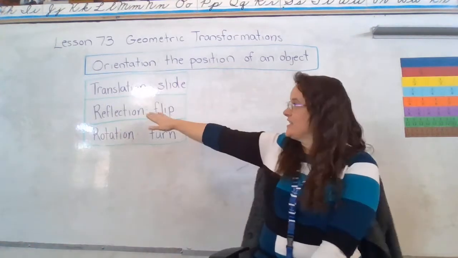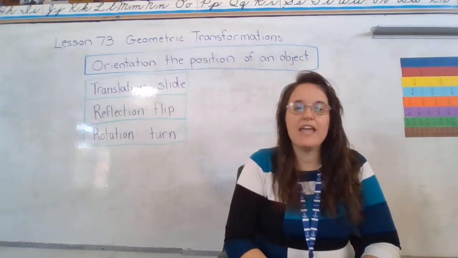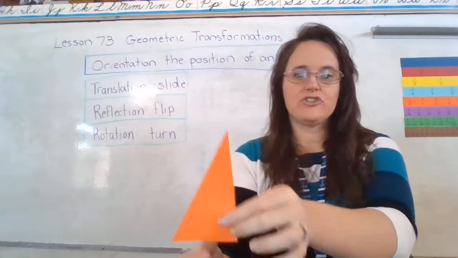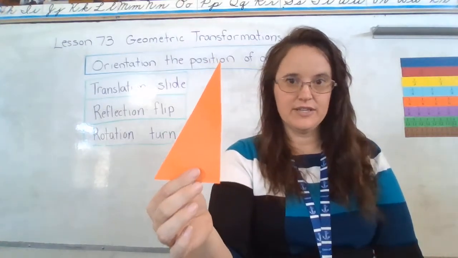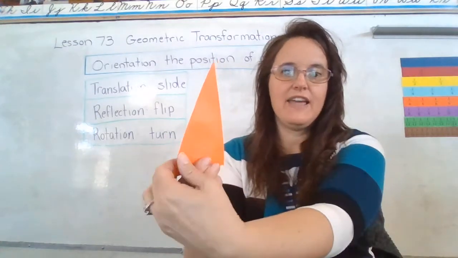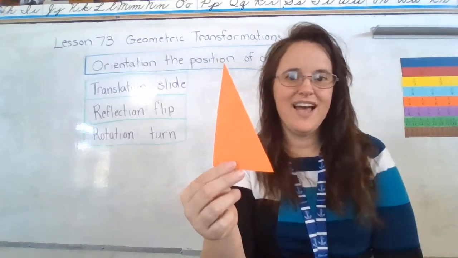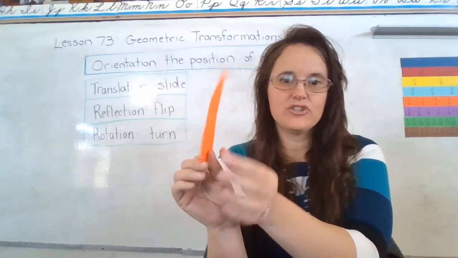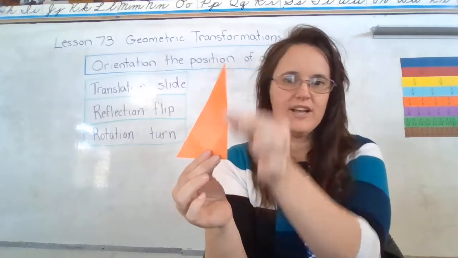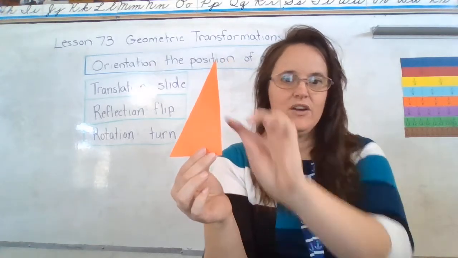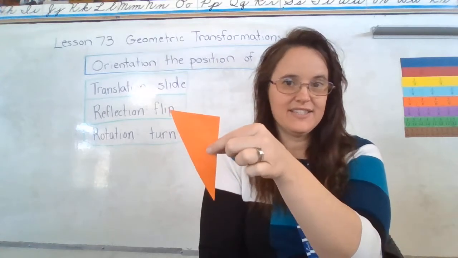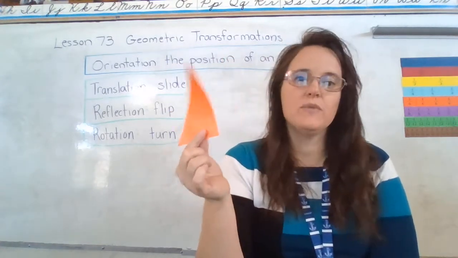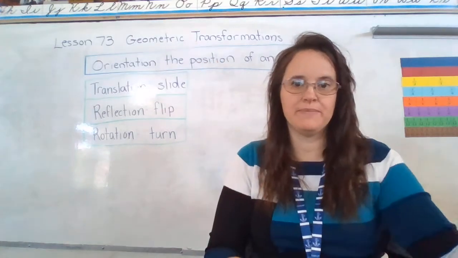The next one is reflection. A reflection is a flip. So I'll get my triangle out here again. Here's my triangle. If I flip it, I've performed a reflection. I reflected the triangle across this line. Or I could reflect it this way. Reflection, when you flip a shape.